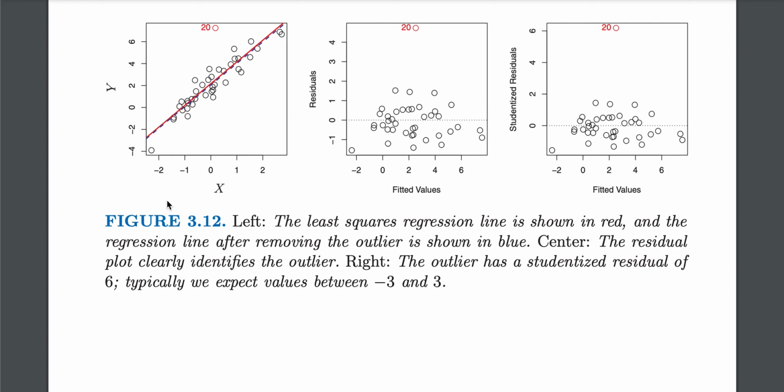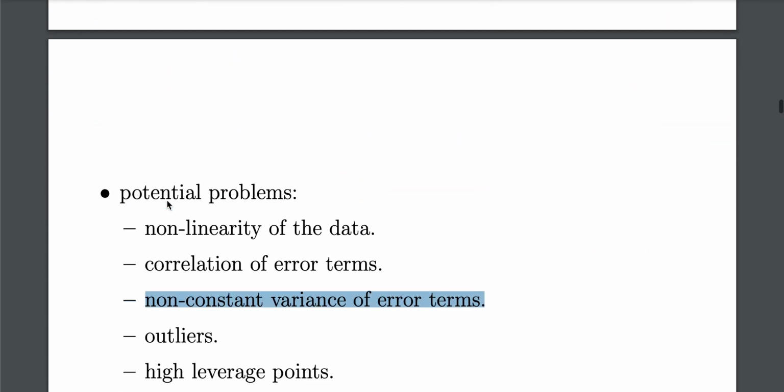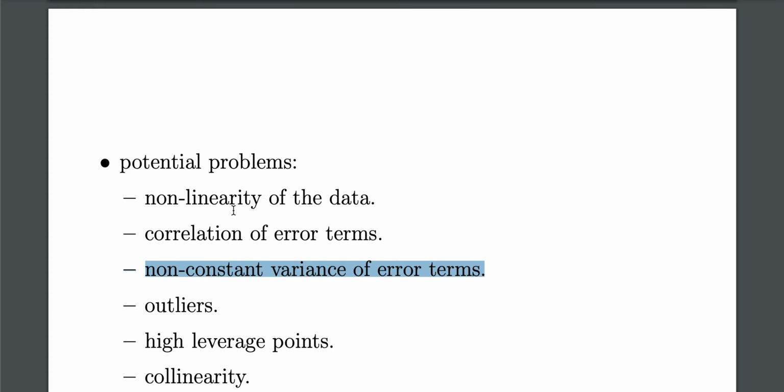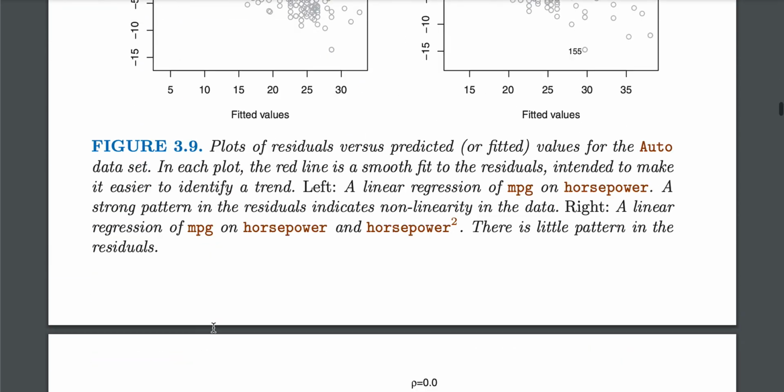Next is about detecting outliers. So we talked about non-linearity of the data, correlation of error terms, non-constant variance. Next is outliers, then high leverage points, and then finally co-linearity. Okay.